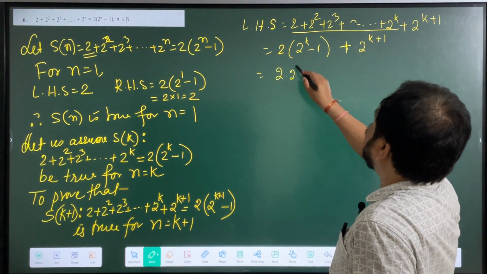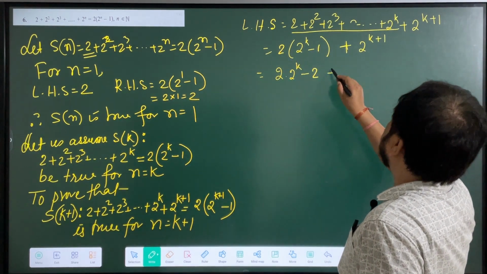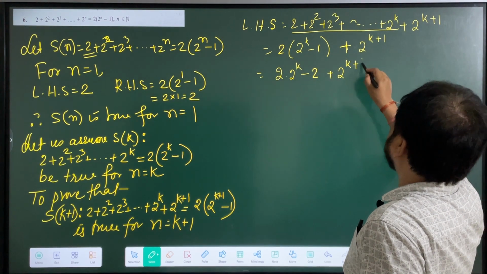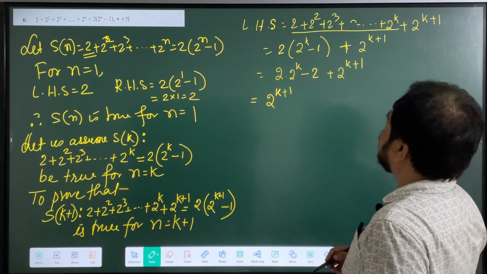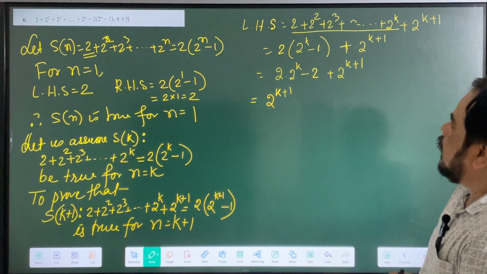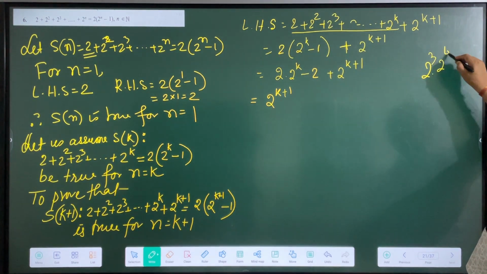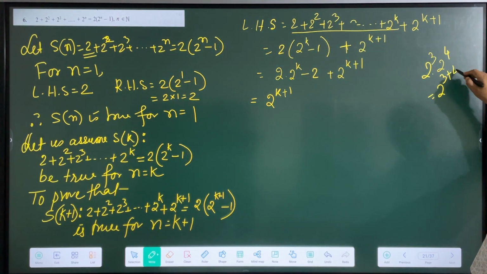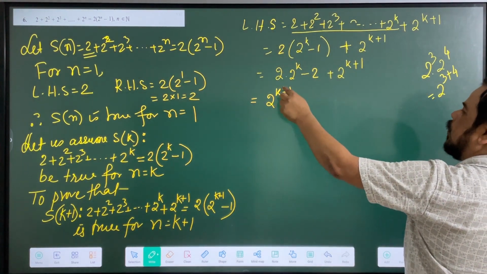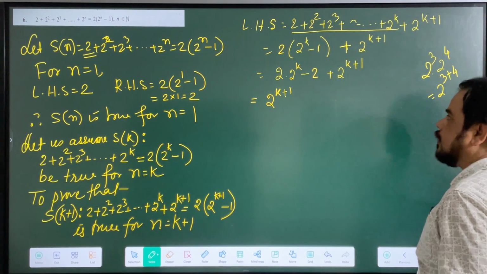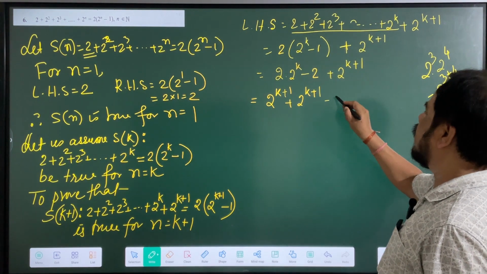2 into 2 to the power k, 2 into 1 is 2, plus 2 to the power (k plus 1). Now 2 to the power (k plus 1) we can write directly. I hope you understand this one. 2 to the power 3 into 2 to the power 4, we can add: 2 to the power 3 plus 4. 2 to the power 1 into 2 to the power k, so 2 to the power 1 plus k or k plus 1, same thing. Then this plus 2 to the power (k plus 1), let us write together, then minus 2.